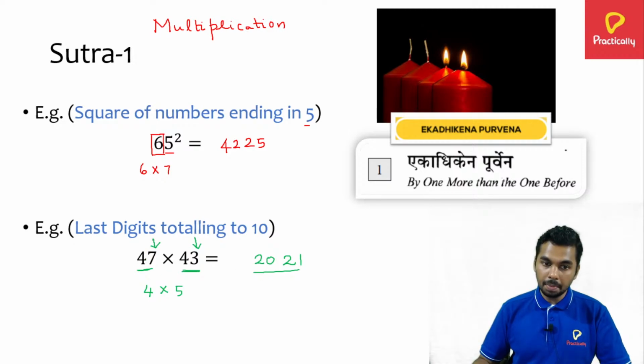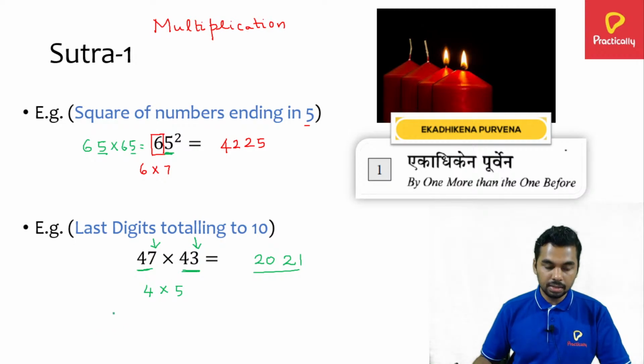So this can only be applied when the digits in the units place are adding up to 10. So in the first example also the digit was 5. So you could have written 65 squared as 65 into 65. So these digits are adding up to 10. That is the reason why we could do it. So similar way, we are generalizing the first example, and this also works when the digits are not 5, but when the digits add up to 10.